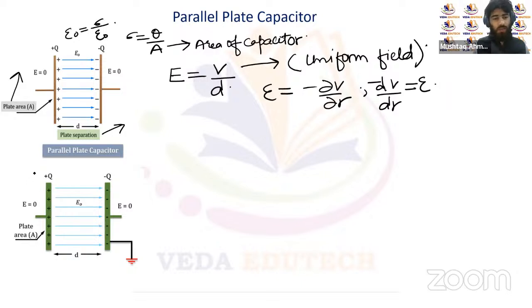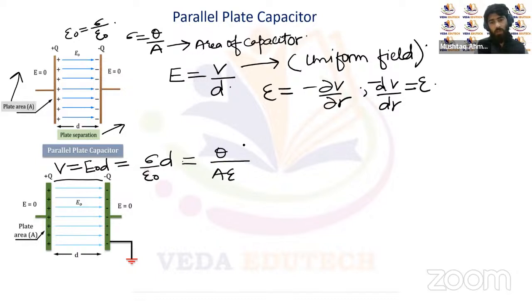Now we have two plates here. One plate is with charge plus Q, another plate is with charge minus Q, and you can see that the negatively charged plate has been grounded. It means that it will have no potential on the surface of this plate. The electric field strength is E naught. The potential difference between these two plates will be E naught multiplied by t, and E naught is sigma upon epsilon naught, multiplied by t. Or we can write this as Q upon A epsilon naught multiplied by this distance t.